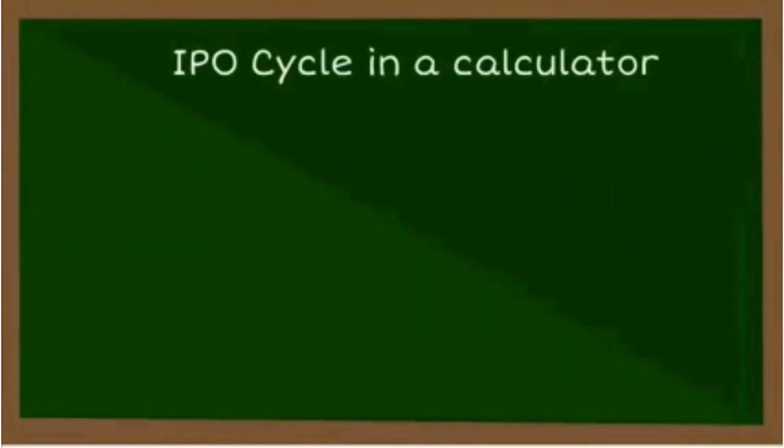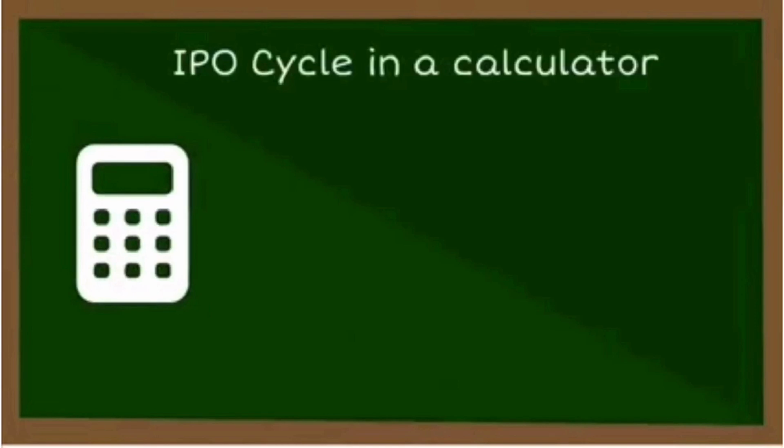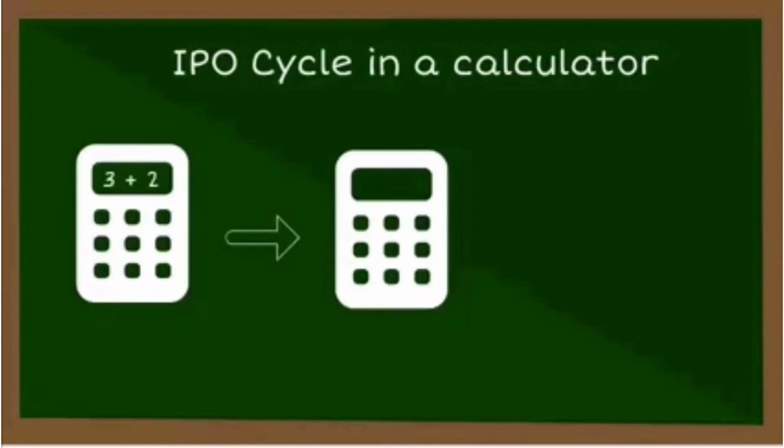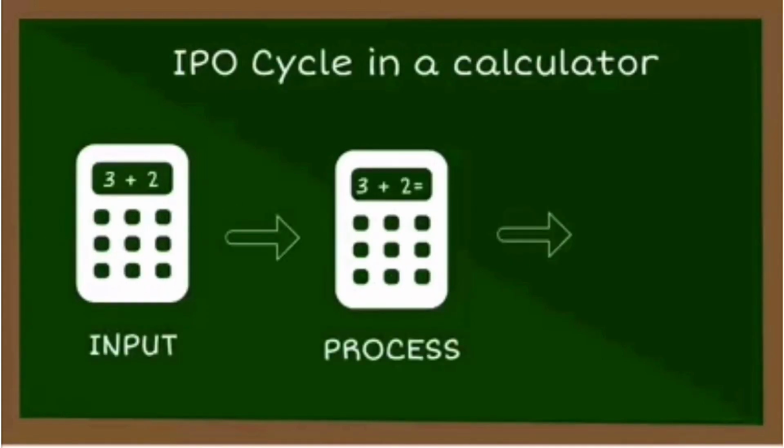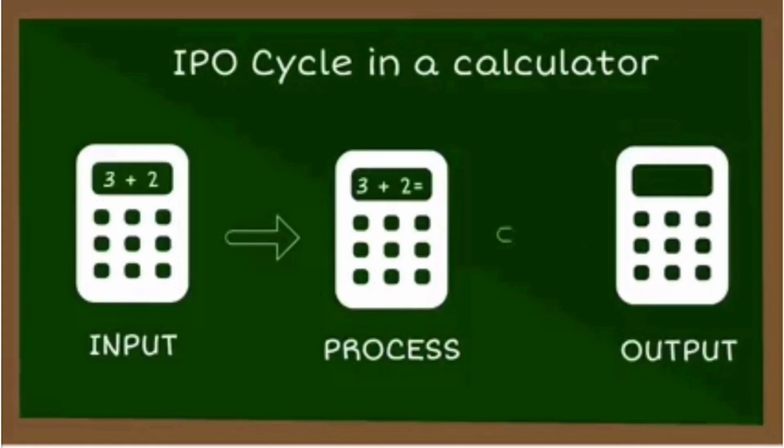There is another example. Let's take a calculator. We will give an input, that is 3 plus 2. The calculator will do the processing of the input, that is adding 3 and 2. And we will get the output on the screen of the calculator, that is 5.